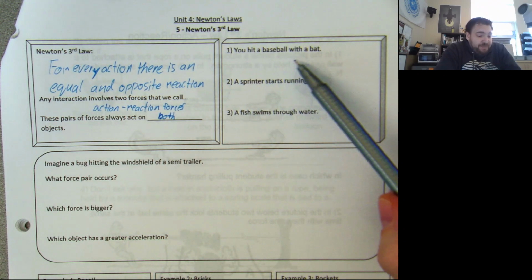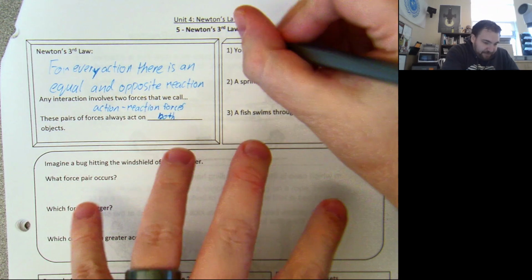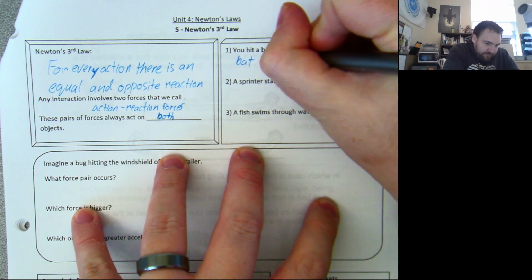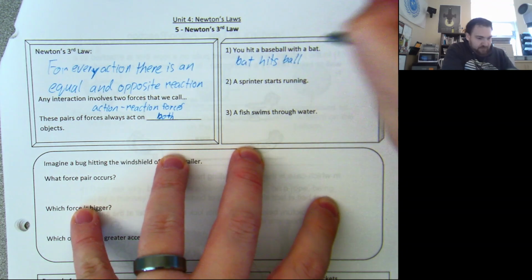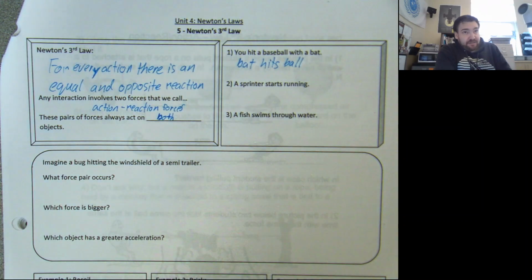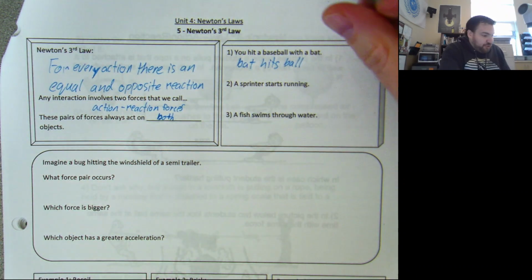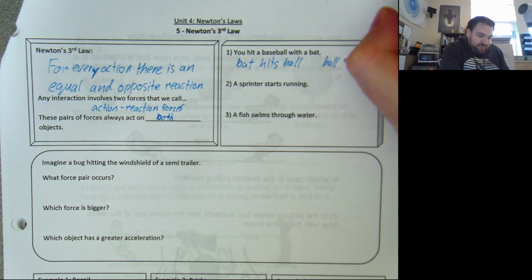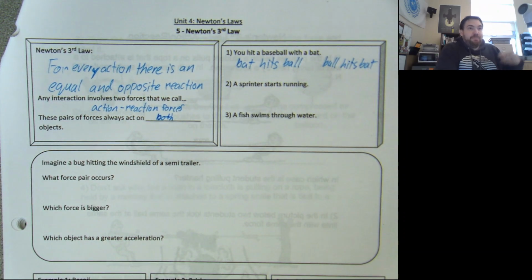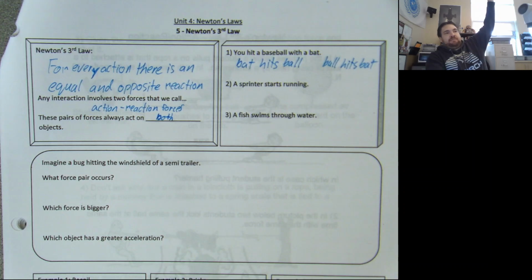So, other examples: you hit a baseball with a bat. You have the bat hitting the ball. That is one part of it. But if the bat is applying a force to the ball, that also means the ball applies a force on the bat. Hands up if you've ever hit a ball with a bat. And if you've done this, like with someone pitching it at you, or just sitting there on a tee. Hands up if you've hit a ball pitched at you. Okay, good. Lots of you.